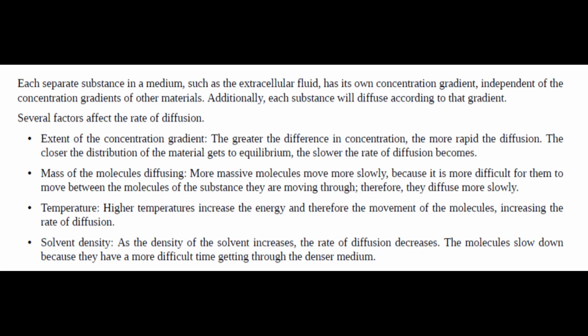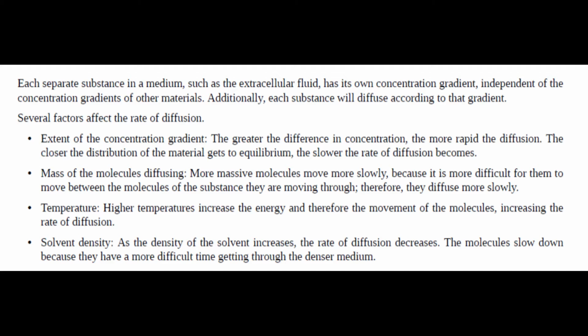Each separate substance in a medium, such as the extracellular fluid, has its own concentration gradient, independent of the concentration gradients of other materials. Additionally, each substance will diffuse according to that gradient. Several factors affect the rate of diffusion. 1. Extent of the concentration gradient. The greater the difference in concentration, the more rapid the diffusion. The closer the distribution of the material gets to equilibrium, the slower the rate of diffusion becomes.